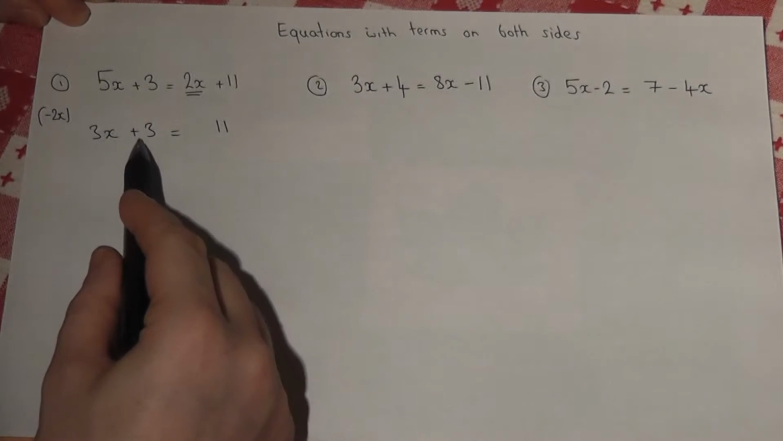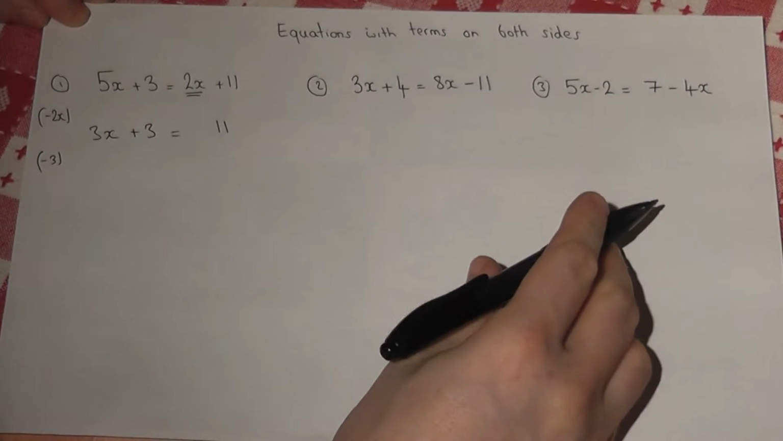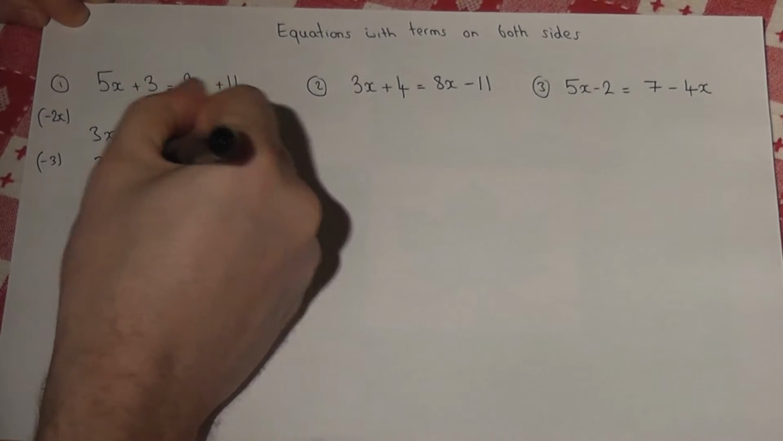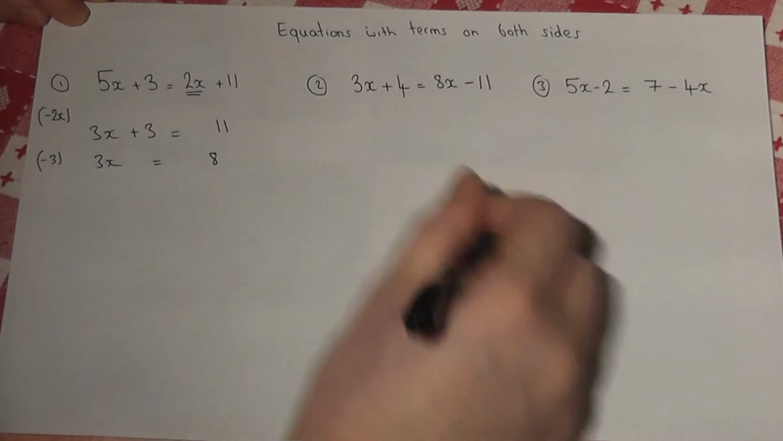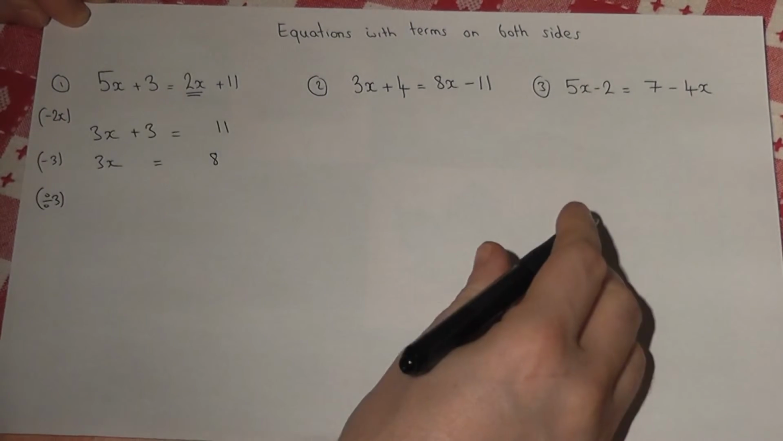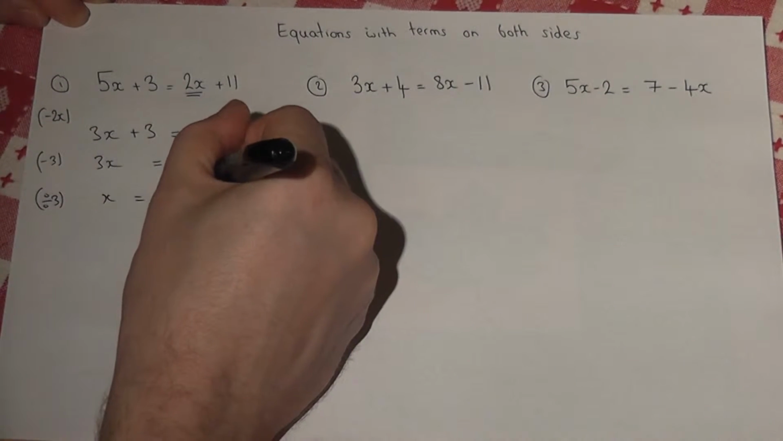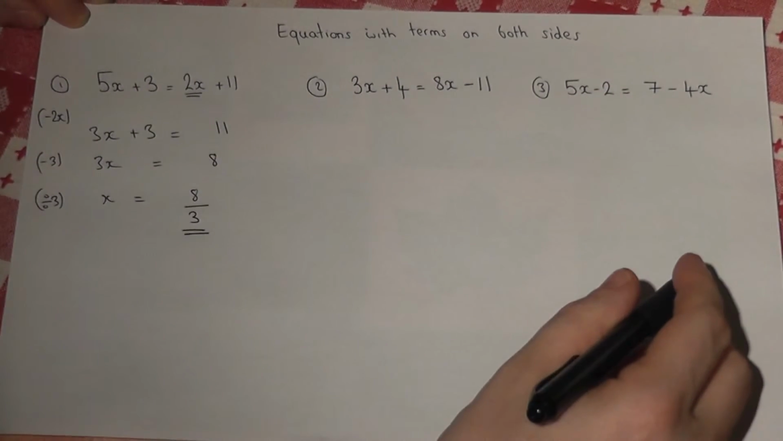I now remove the 3 here by taking it away. So 3x equals 11 take away 3, which is 8. I then divide by the 3 here, the coefficient. So x equals 8 over 3, a fraction.